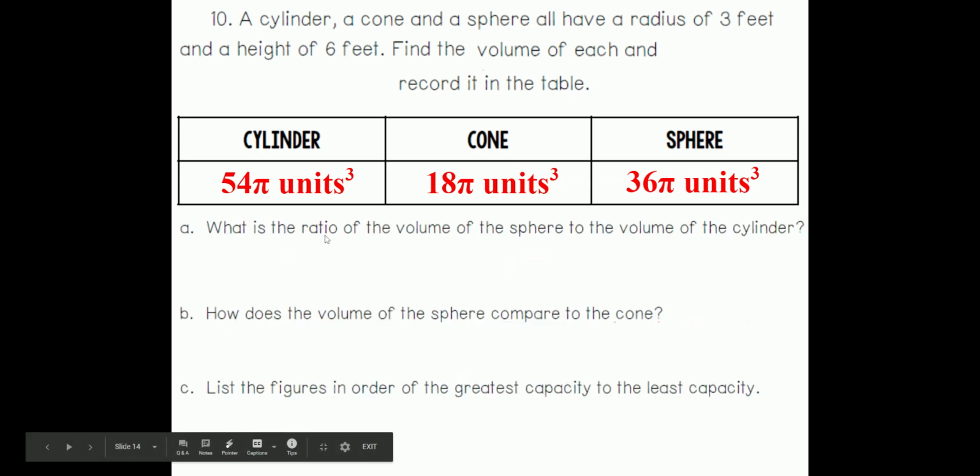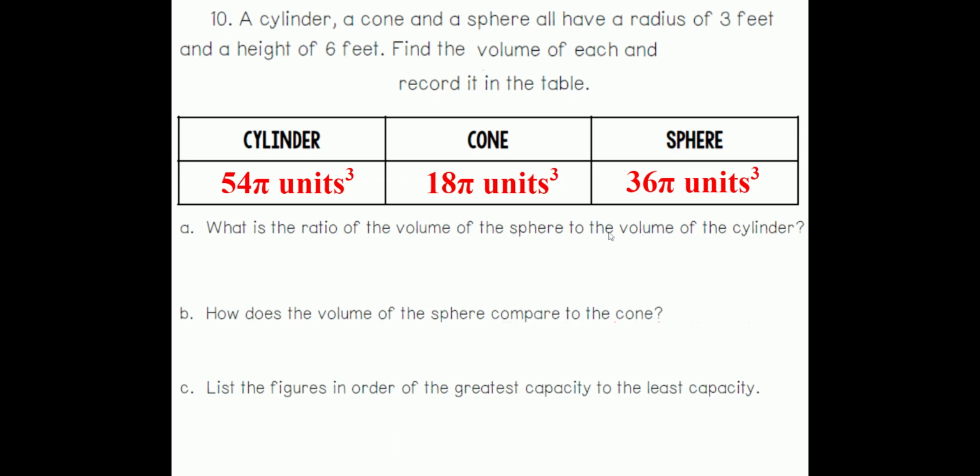So let's answer these questions. What is the ratio of the volume of a sphere to the volume of a cylinder? A ratio is a fraction. So they want the volume of the sphere on top, and they want the volume of the cylinder on bottom, because it says sphere to cylinder. So sphere goes on top, cylinder goes on bottom. Well, the volume of the sphere is 36 pi, and the volume of the cylinder is 54 pi units.